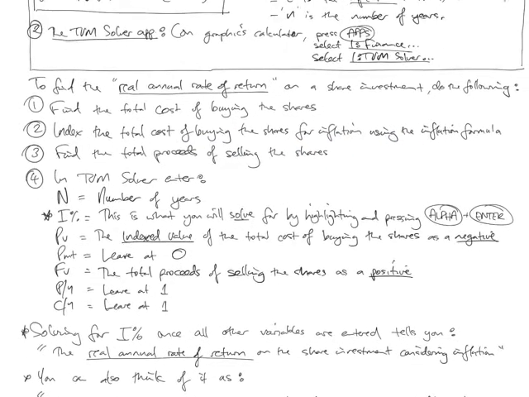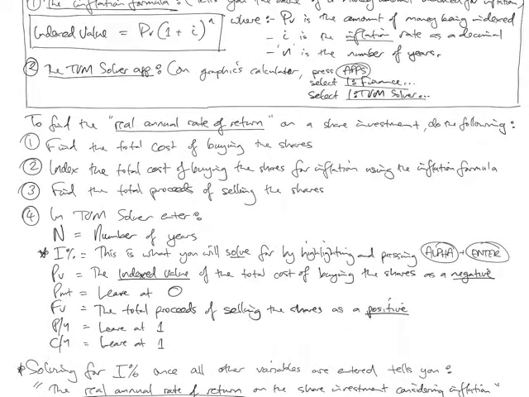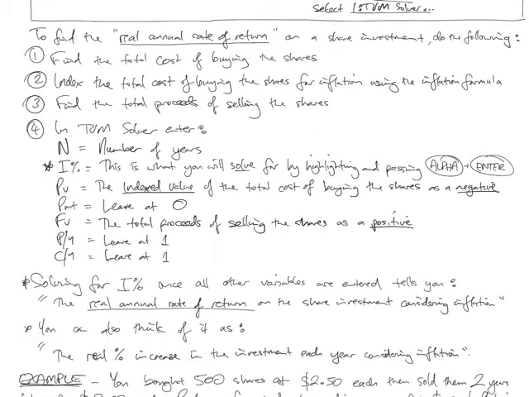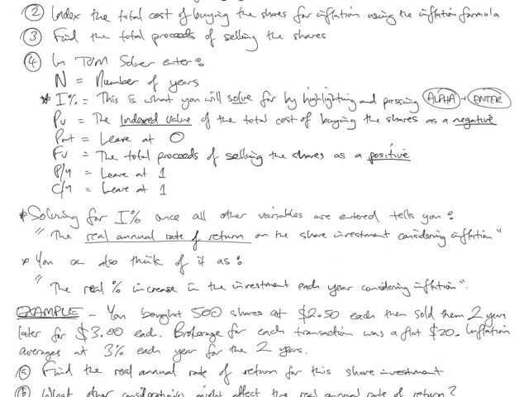So the number that you get from answering part one of these steps, you need to put into this formula here to work out how much that money needs to be after inflation. Step three, after you've done that, find the total proceeds of selling those shares. So then you do a selling shares calculation, which you've done before. And then lastly, this is what you need to do in TVM Solver.